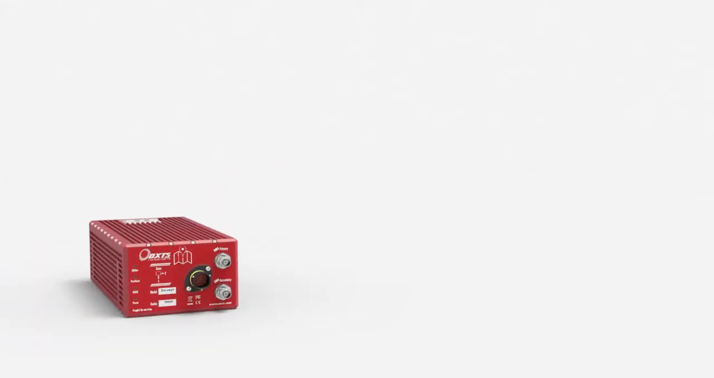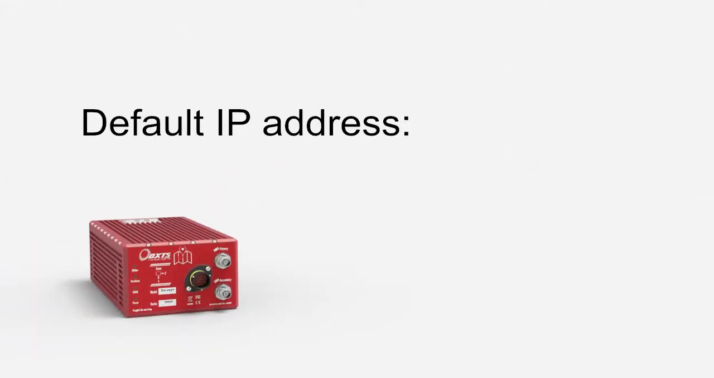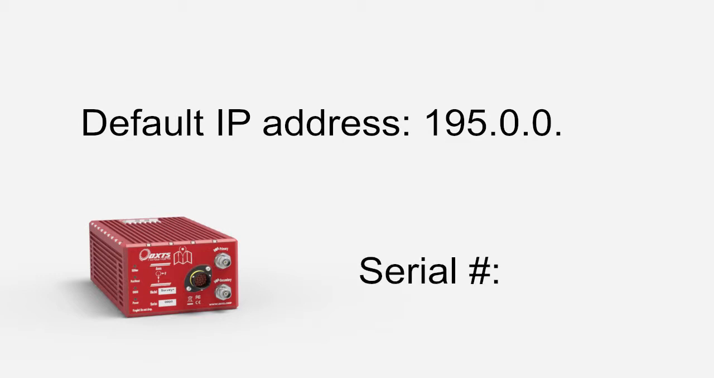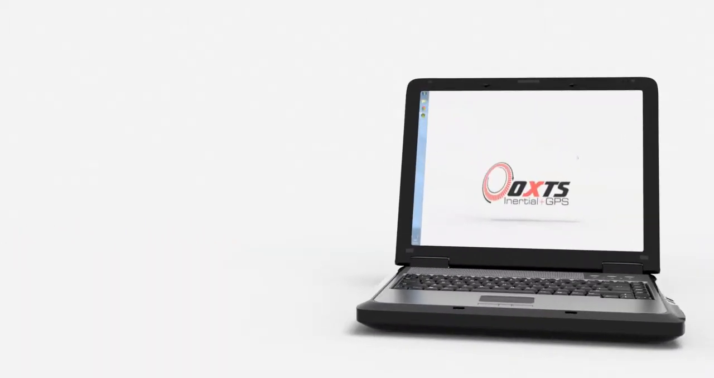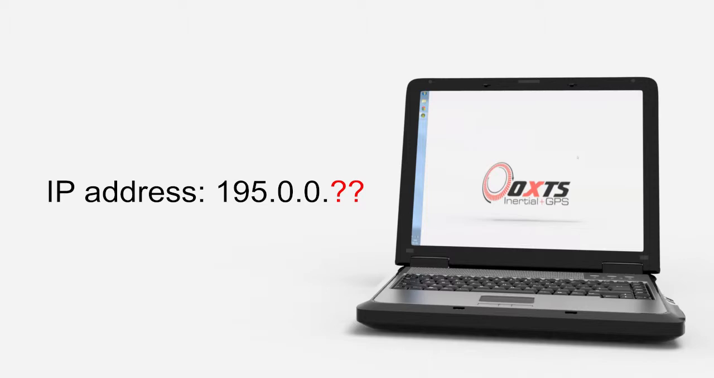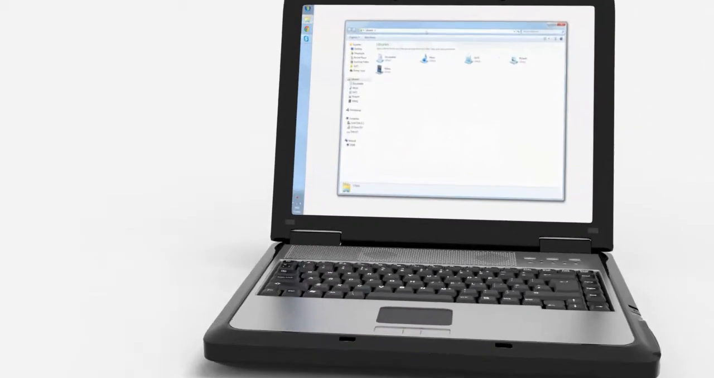By default, the IP address of an OxTS product begins with 195.0.0. The final part of the IP address is then made up from the last two digits of that product's serial number. For example, if the serial number of your product is 2014, then the default IP address of that product would be 195.0.0.14. In order for your computer to see the OxTS product when connected, its IP address must also take the form 195.0.0. but the last octet of its address must be unique on the network.